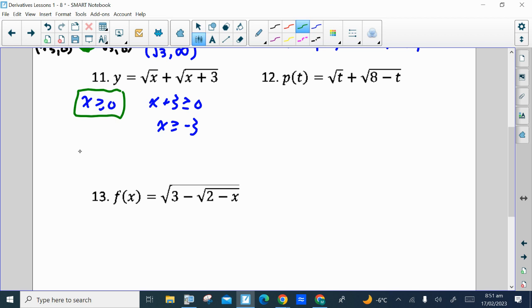And if we're going to state the domain, once again, we've got two choices. We can either use interval notation or set notation. Interval notation is the easier one here. There's our domain.